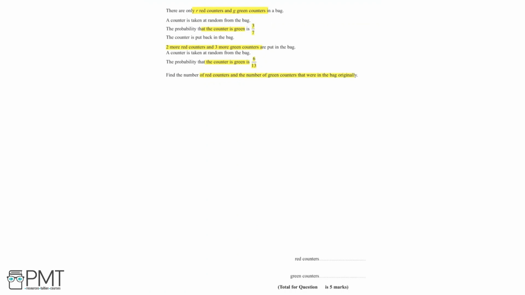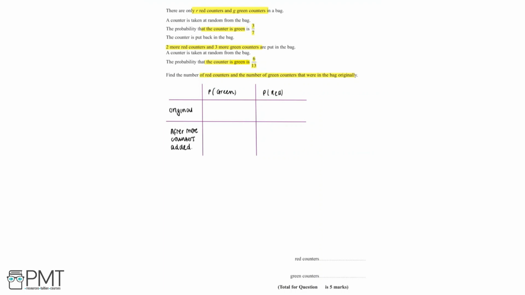Now let's draw a table to help us visualize this. So in this table, we have the original probability of picking a green counter, the original probability of picking a red counter, the probability of picking a green counter after more counters were added, and the probability of picking a red counter after more counters were added.